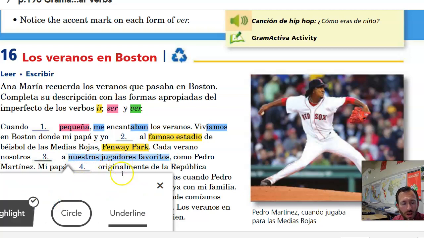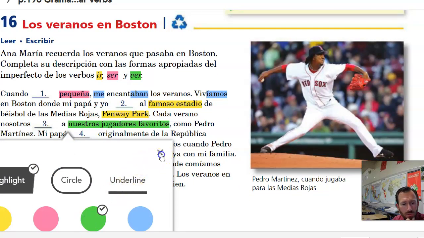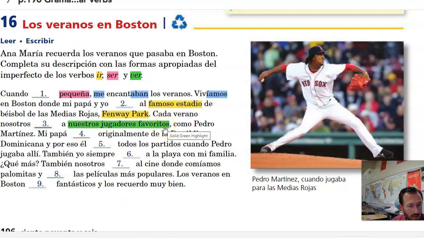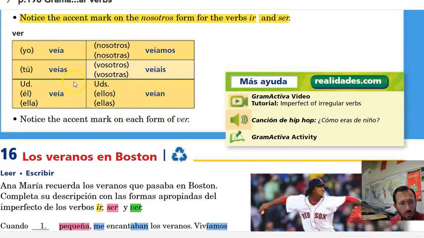Nuestros jugadores favoritos. You guys recognize favoritos. It's a cognate. Jugador, you can see the verb jugar in there. This is a noun. The noun form of jugar is players. Nuestros jugadores favoritos is our favorite players. And that's something that you watch, right? You watch your favorite players play the sport that you love. And so that's going to be the verb ver. In the nosotros form would be veíamos.